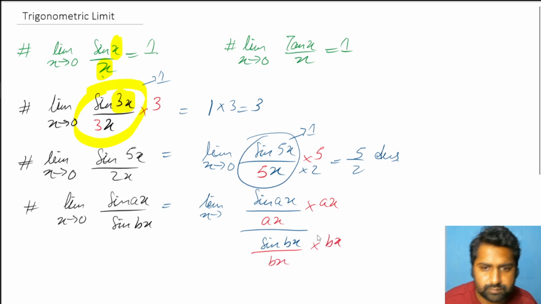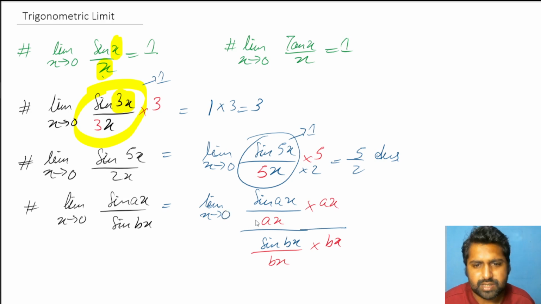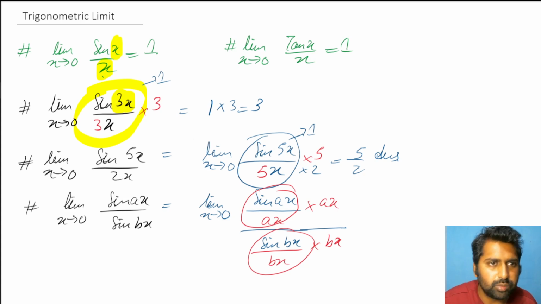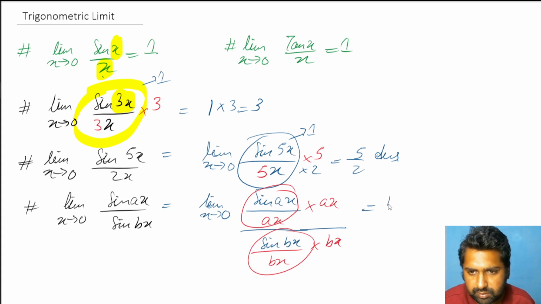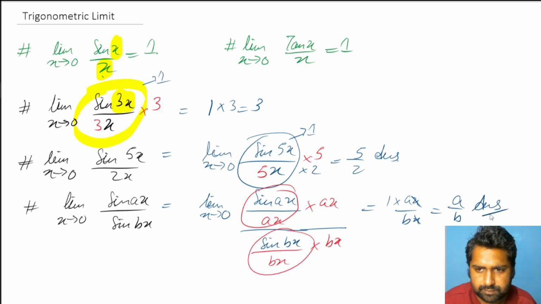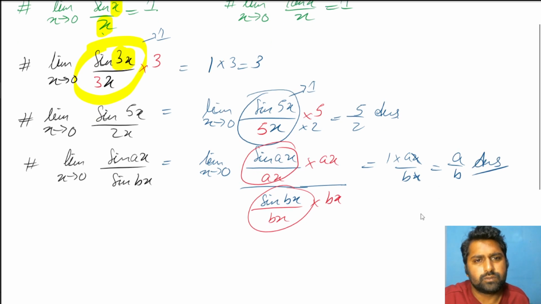Okay, this is the whole denominator. X was tending to 0. Now this particular limit, this particular limit, they are both 1. Sine something upon same something, sine something upon same something, both are 1. So what you are left with? 1 into ax by bx. X also cancels, so we get a by b as the answer.